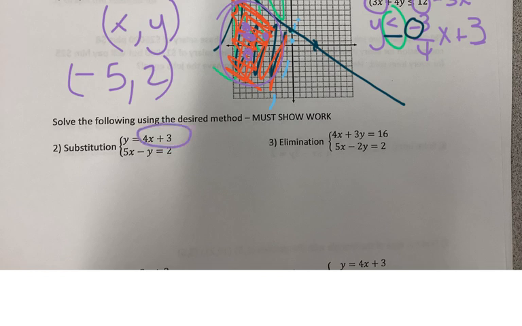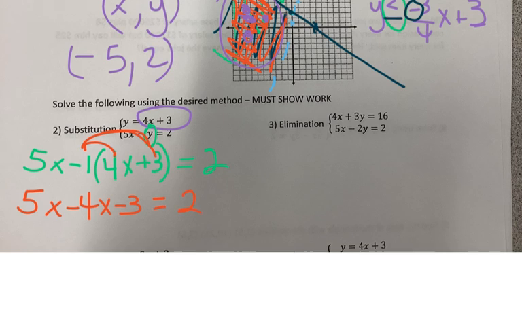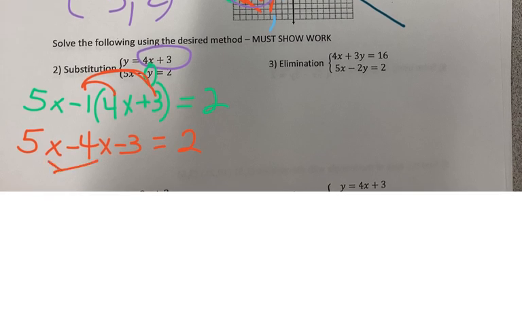Substitution, they're equivalent. y is equivalent to 4x plus 3, so I'm going to replace the y with 4x plus 3. When I do this, make sure that I put this in parentheses. I'm going to put a 1 there. You don't have to put the 1, but it's a good mental mindset. And distribute the negative 1. So now I've got 5x minus 4x, it's going to be minus 3. That negative distributed all the way to the 3, equals 2. And if I solve this, like terms, x minus 3 equals 2. x is 5.